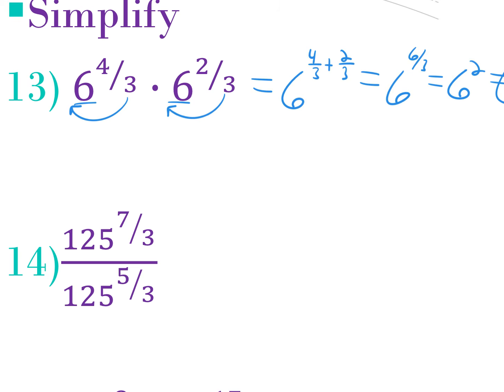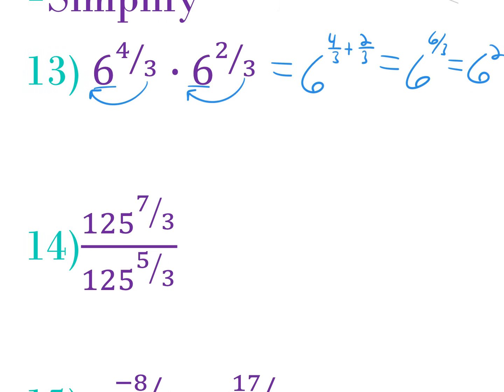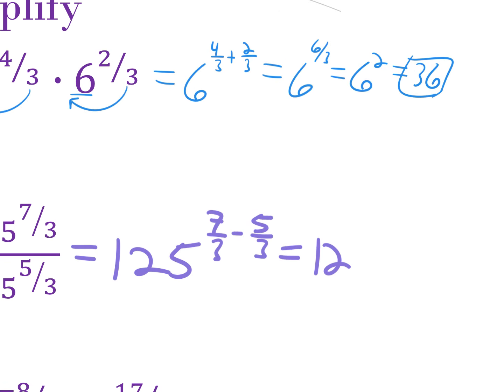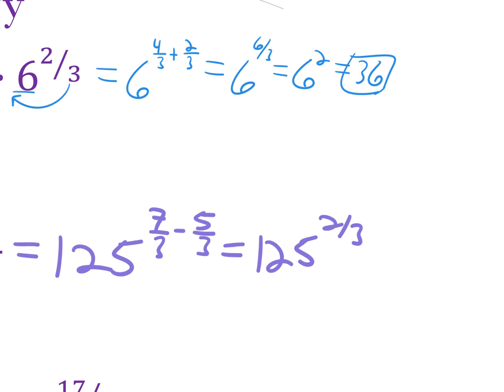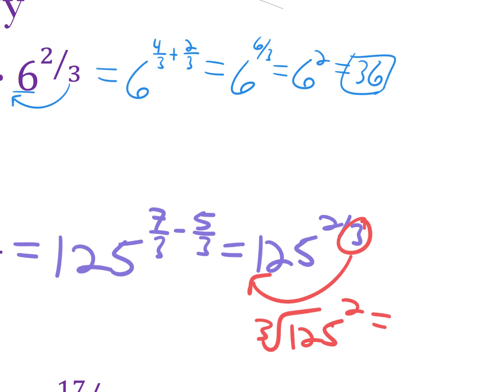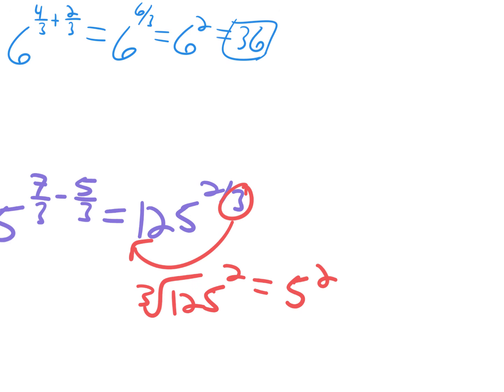Keeping that in mind, how can you do the next one? Subtract the exponents. They have the same base, so I can say that this is 125 to the 7/3 minus 5/3, which is what? Nice, 125 to the 2/3. And now this looks good, super easy. You can take that 3, move it out front. We get the cube root of 125 to the power of 2. So we get 5 to the power of 2, which is good, 25. Nice, guys.